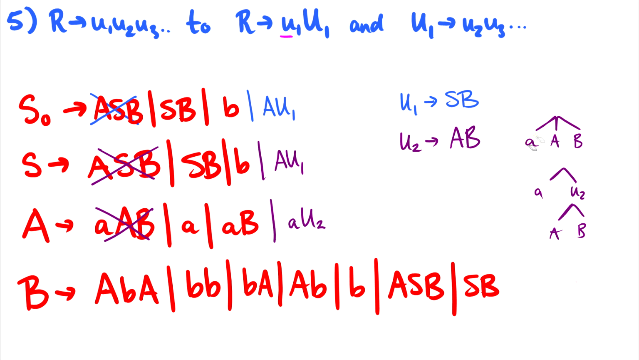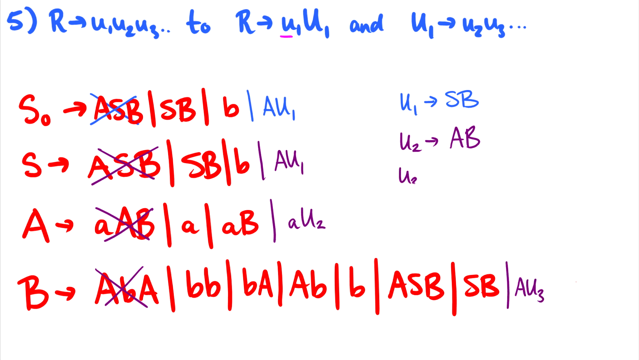Okay, now for B, we have a few of these we have to do. So the first thing, we have capital A, lowercase b, capital A. We'll remove that and replace that with A, U3. And U3 is going to be the last two variables here, so B and A. Then, okay, BB is 2, BA is 2, AB is 2, B is 2. Oh, we have an ASB here. We already have something for this. So we already know that ASB is the same thing as AU1. So now we've taken care of all of our rules that have more than two variables, or terminals or non-terminals.